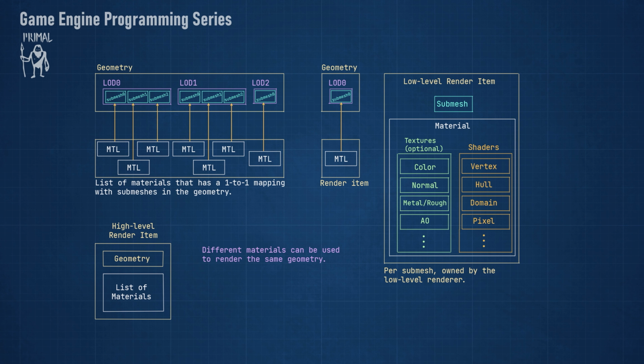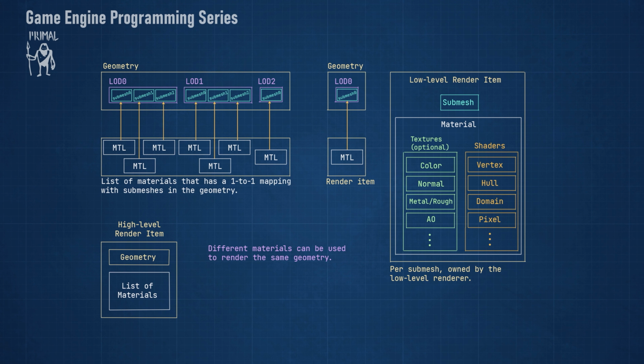Previously, we started working on the render item, which is a data structure that functions as a link between the geometry, the entity that owns that geometry, and the materials that are needed in order to render that geometry. It basically connects everything together that a low-level renderer needs in order to render an object. We already defined the high-level render item in our code. However, before writing the code for the low-level render items, we really need to implement low-level materials in the renderer.